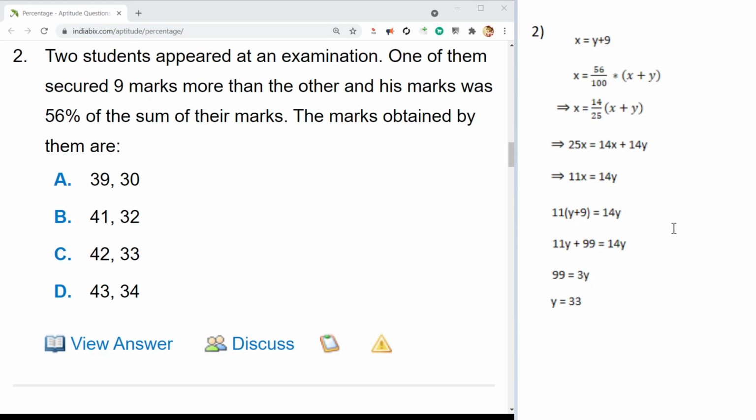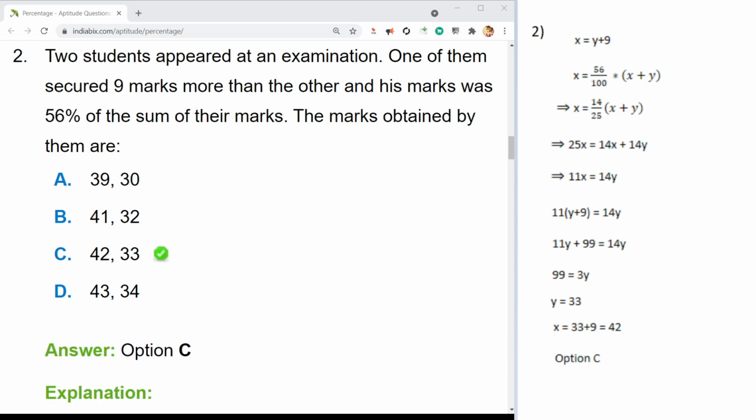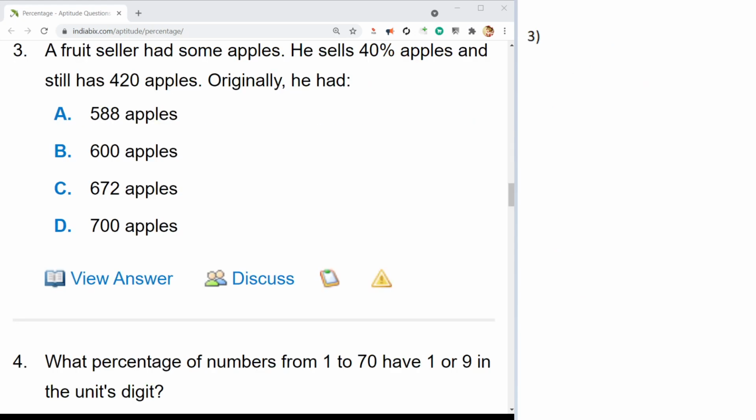We need to find marks obtained by both the persons, that means x and y. If you substitute y equals 33 in x equals y plus 9, we get x equals 33 plus 9, that is equal to 42. That is option C. Option C is correct. Let's see problem number 3.